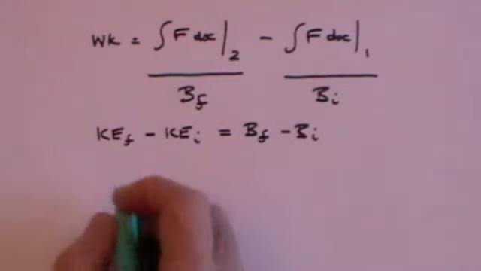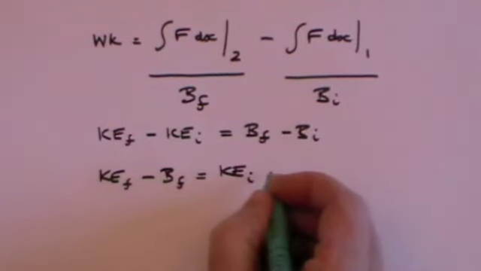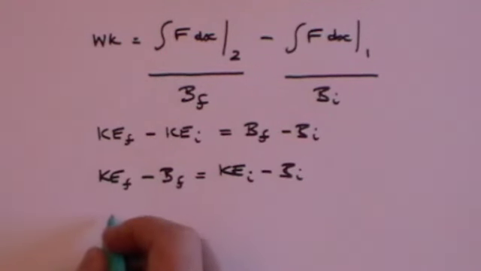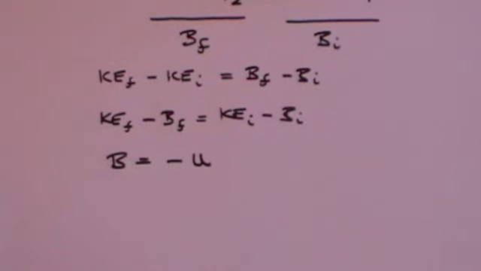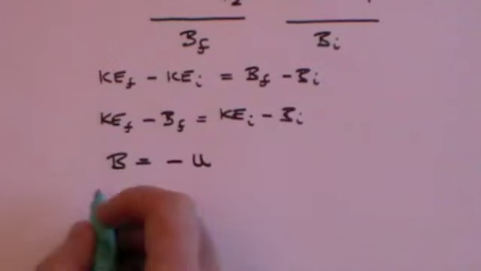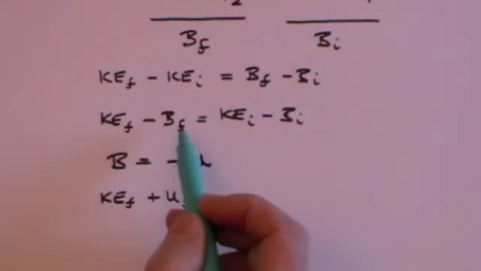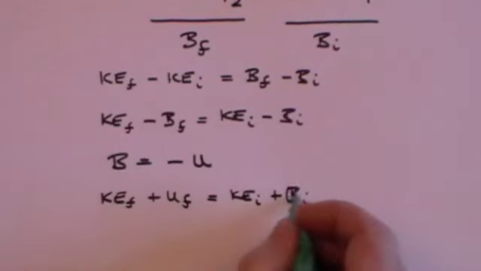Now, if we rearrange this formula, we get that KE at the final stage minus B at the final stage is equal to KE at the initial stage minus B at the initial stage. And that's not quite what I want, because I'm actually trying to go for something that is conserved. So I really want two sums that add up together. I can achieve that very easily by redefining: let B equal minus U. We don't yet know what U is, but hang on in there. Then KE final plus U final, because B is minus U, is equal to KE initial plus U initial.